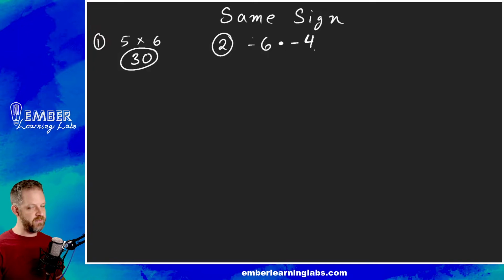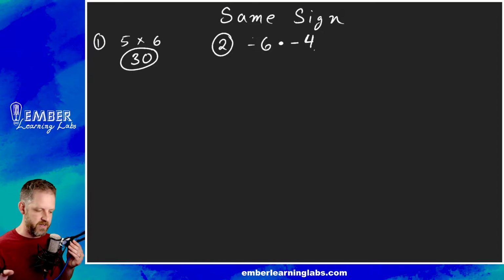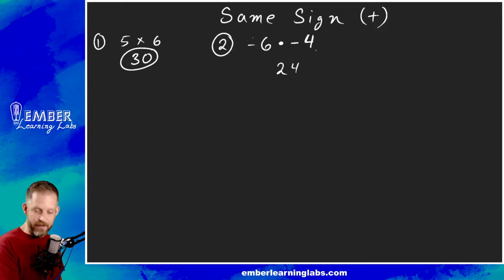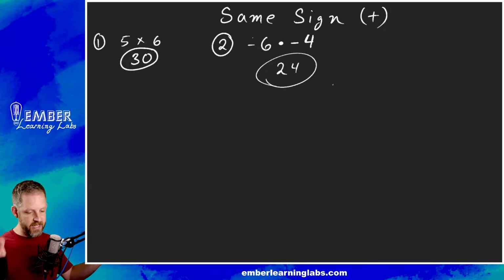So for multiplication and division, here's the first thing you do. You just do the multiplication. We'd say multiplication. Next video is going to be about division, right? But the rules are going to be the same. It's going to be a super easy video. So you just do the multiplication. So 6 times 4 is 24. And then if the signs are the same, then our answer comes out positive. A negative times a negative is a positive. Easy peasy. Same sign, it's positive.